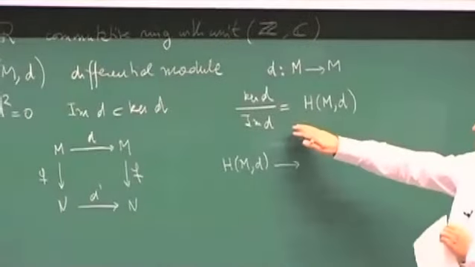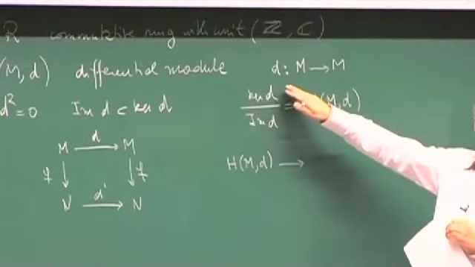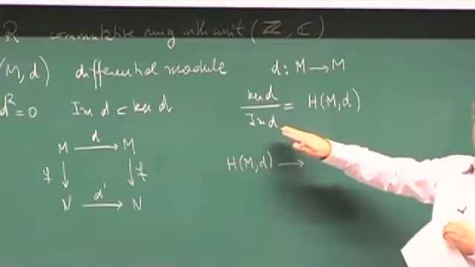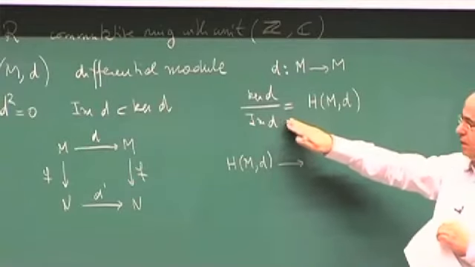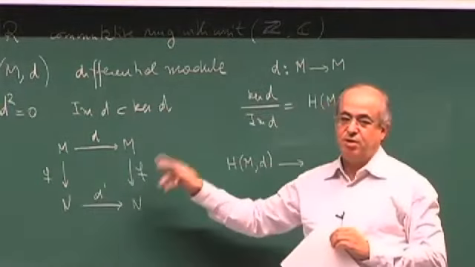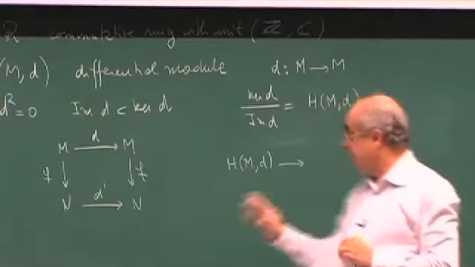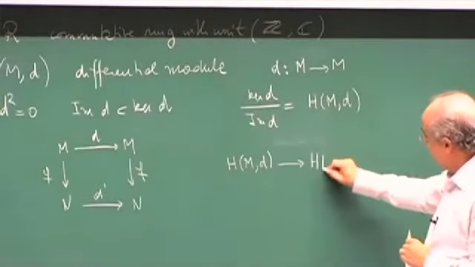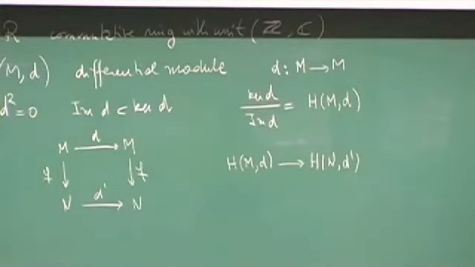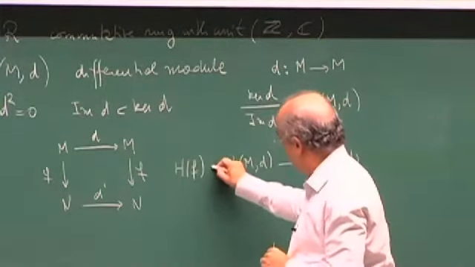Well, the objects that are in the kernel are usually called closed objects. The objects that are in the image of the differential are called exact objects. And then it's very easy to check that if f has this property, then it sends closed objects to closed objects and exact objects to exact objects. As a result, it defines a map between the cohomology groups. It's very easy to check. This map is usually called H of f.